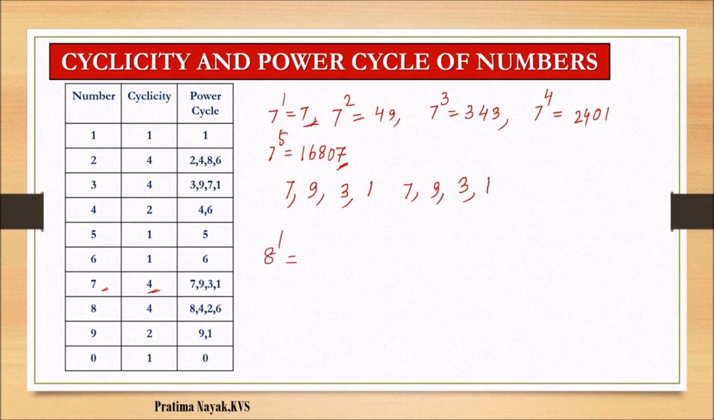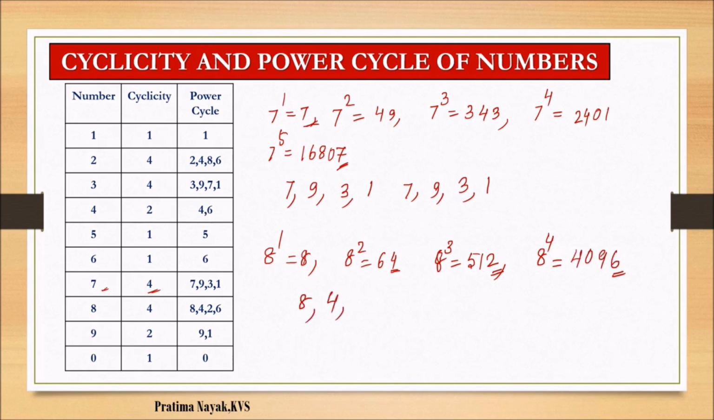Coming to 8. 8 power 1 is 8. 8 power 2 is 64. That means it ends in 4. 8 power 3 is equal to 512, and ends in 2. Then 8 to the power 4 is equal to 4096. So 6. So its cycle is 8, 4, 2, 6. Again 8, 4, 2, 6. So gradually while solving we can remember this, where we can also calculate.